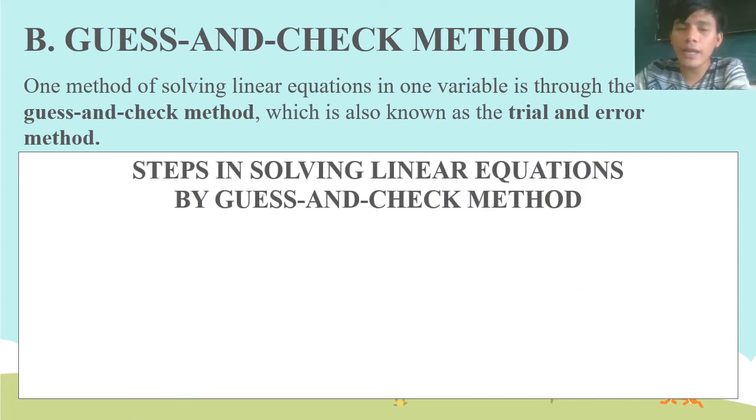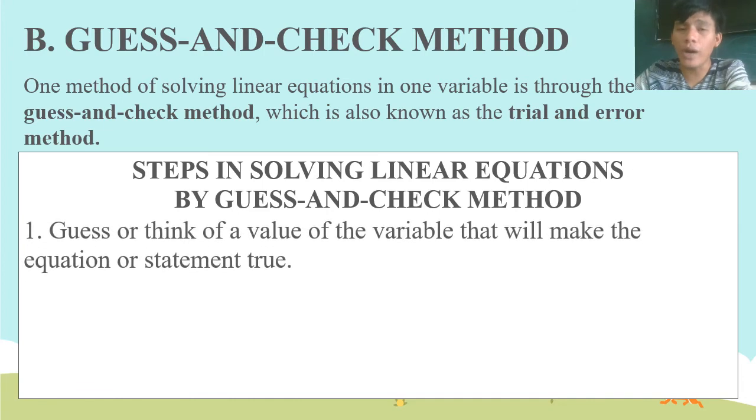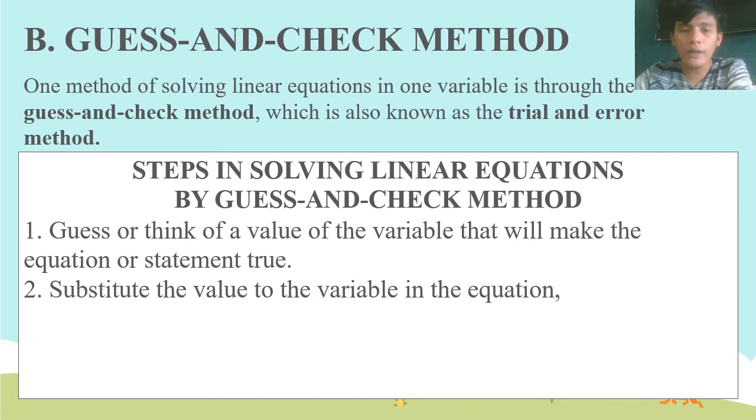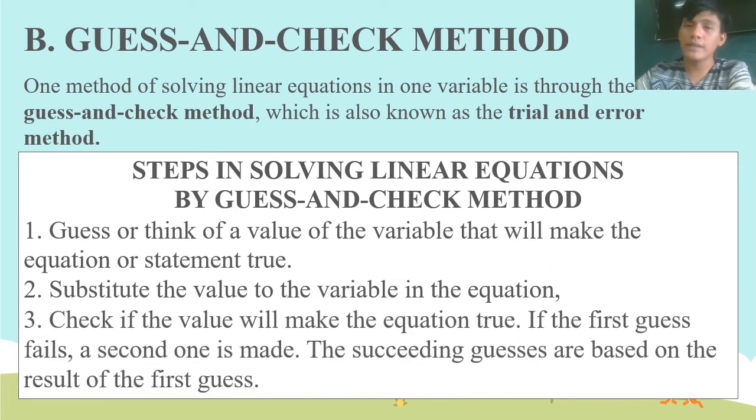Steps in solving linear equations by the guess and check method. Step 1. Guess or think of a number or a value of the variable that will make the equation or statement true. Second step, substitute the value to the variable in the equation. Step 3, check if the value will make the equation true. If the first guess fails, a second one is made, and the succeeding guesses are a result of the first guess.